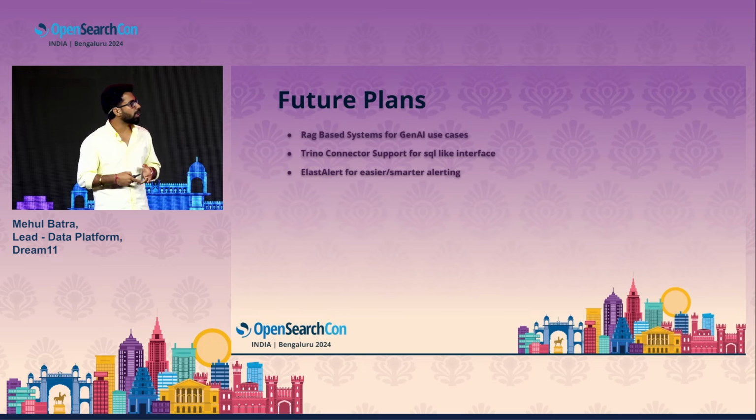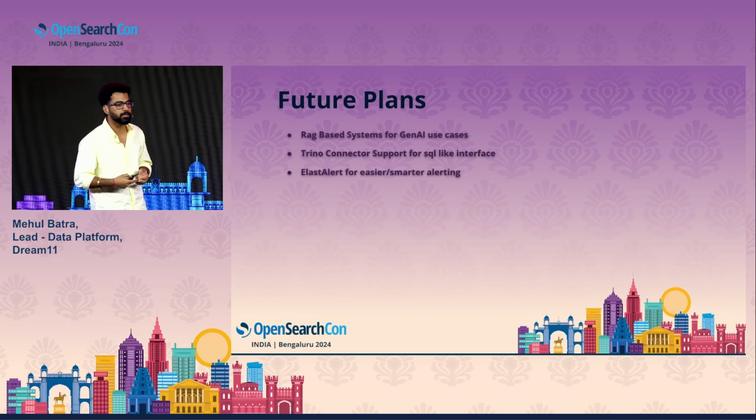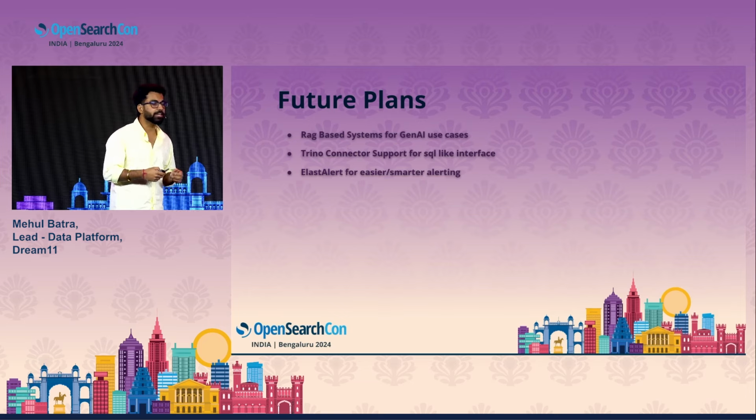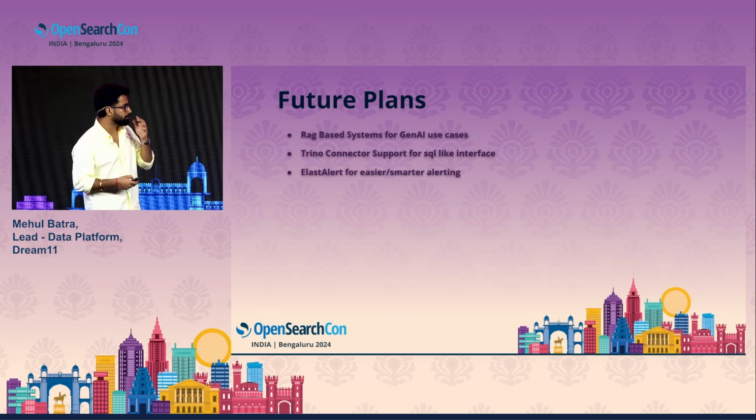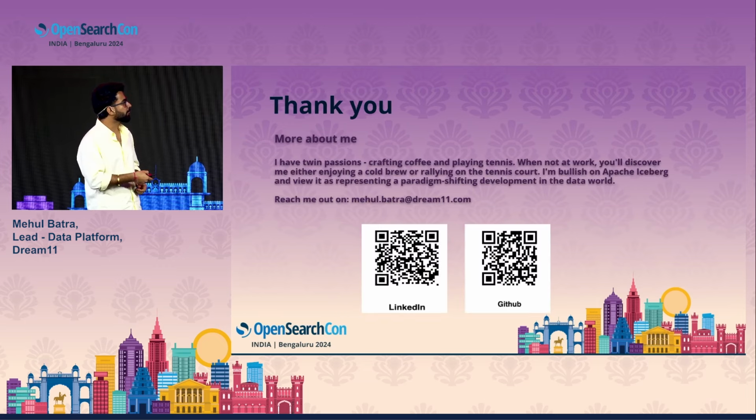And lastly, we used to use Elasticsearch for YAML-based alerting. Elasticsearch does have support for OpenSearch also. So we are thinking to integrate that as well for YAML-based alerting on top of OpenSearch.